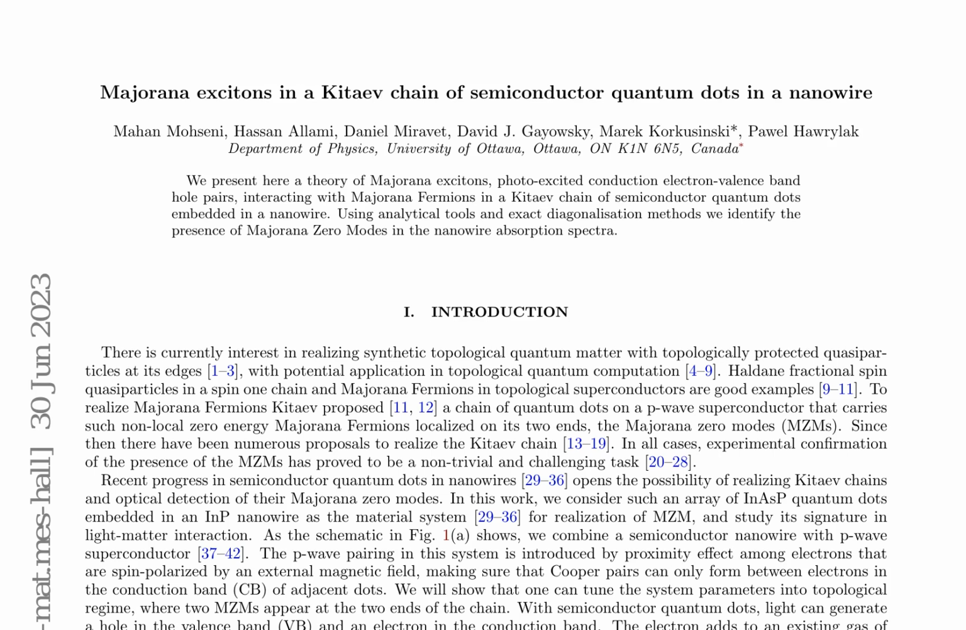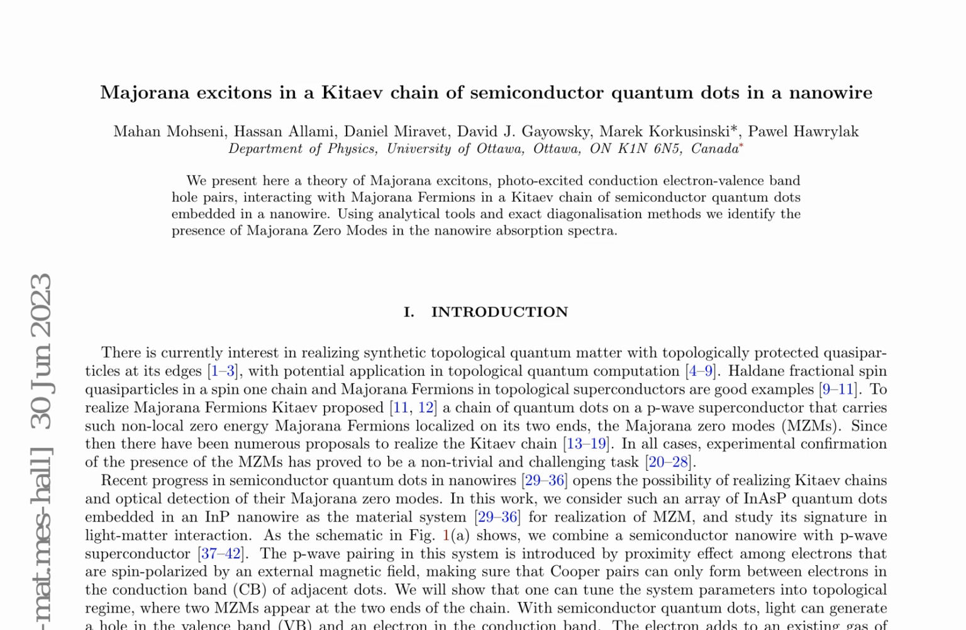The research paper presents a theoretical framework for detecting Majorana Zero Modes, MZMs, in a Kitaev chain of semiconductor quantum dots embedded within an InP nanowire, in proximity to a P-wave superconductor. This system is subjected to an external magnetic field, which spin polarizes the lowest conduction spin level and the highest spin valence band level of each dot.